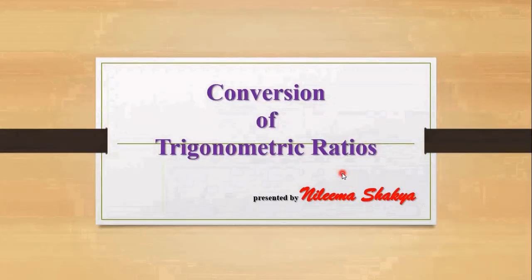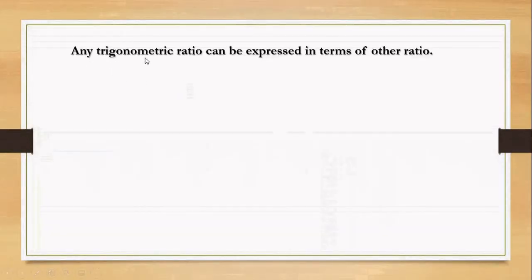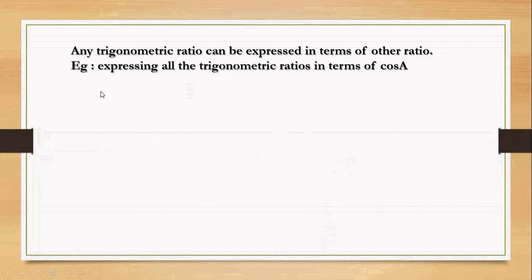Hello everybody. Today our chapter is conversion of trigonometric ratios. In this lesson, we will show that any trigonometric ratio can be expressed in terms of other ratios. Let's take an example. We are expressing all the trigonometric ratios in terms of cos A. Here it is cos A equals cos A. That is expressing cos A in terms of cos A itself.